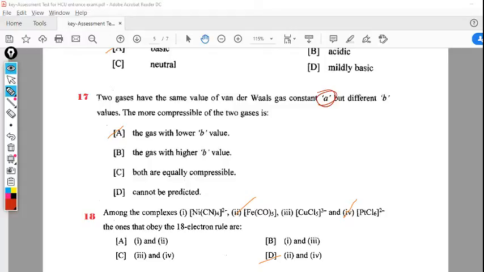That's why more compressible gases should have lesser size, so that they can be accommodated in a lesser amount of area. So more compressible means lower B value, higher A value. Next.